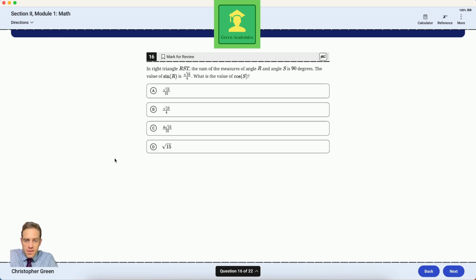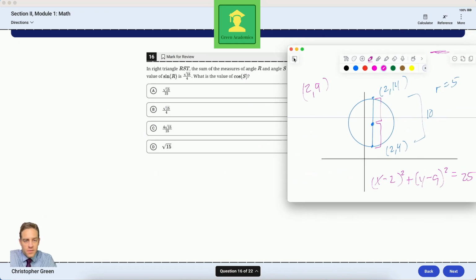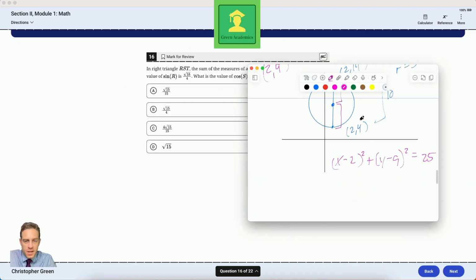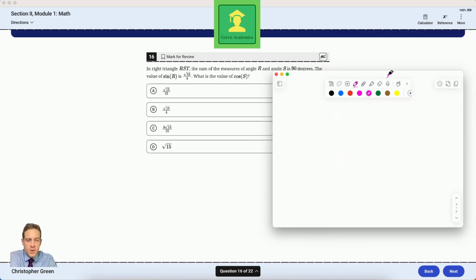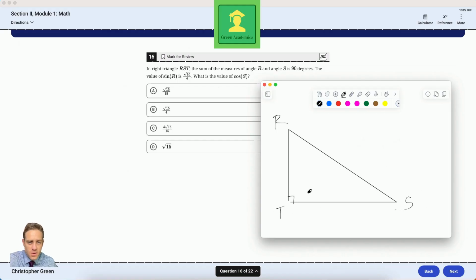In right triangle RST, the sum of the measures of r and s is 90 degrees. The value of sine of r is root 15 over 4. What's cos of s? Well, I recognize this having done a lot of these similar problems over time. The answer simply is that same value. It's still root 15 over 4, but you can always show why by actually sketching a picture. So if the sum of r and s is 90 degrees, that means that r and s are the two non-right angles of the triangle. So it must be this and this, because of course t itself must be the right angle.